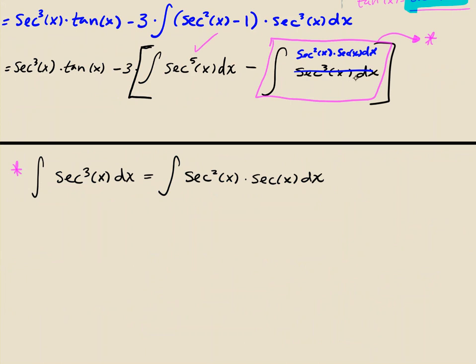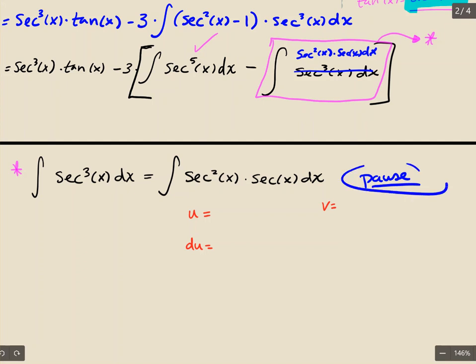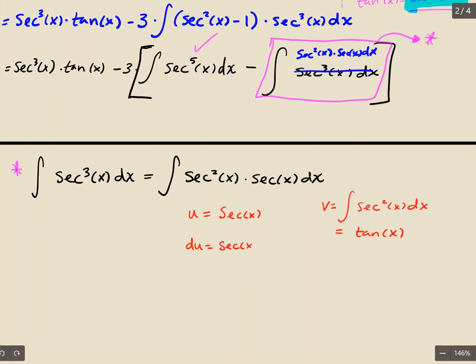The integral of secant cubed of x dx could be split as the integral of secant squared times secant, and now we're going to use integration by parts. Take a moment to pause the video and write in your u, du, and v term. Here the u would be our secant of x. V would be the integral of secant squared of x, and nicely for us, this is one of our known integral formulas. That's just tangent of x. Du would be secant tangent dx.